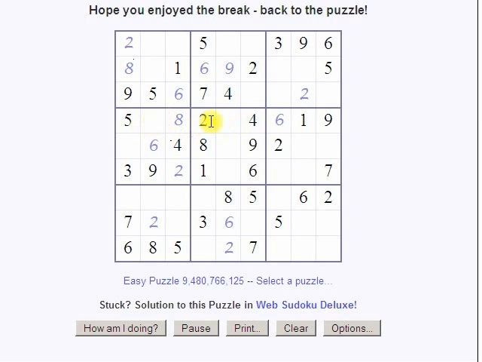For this row, the 2 remaining numbers are 3 and 7, but we already have a 3 in this block, so this cannot be 3. This has to be 3. Therefore, this has to be 7.